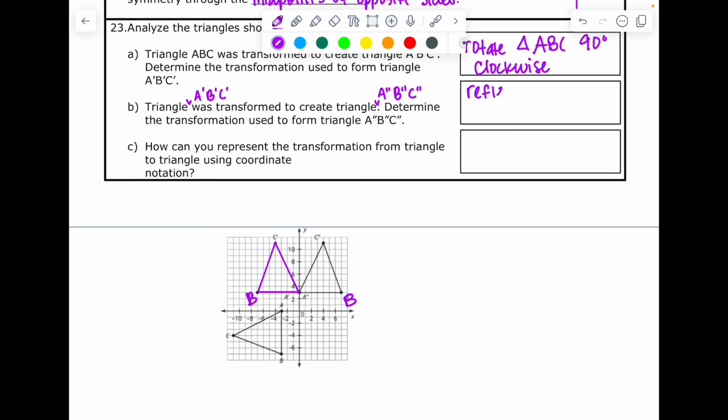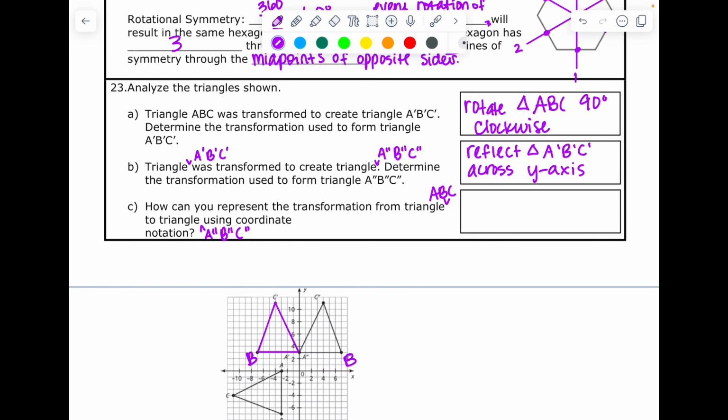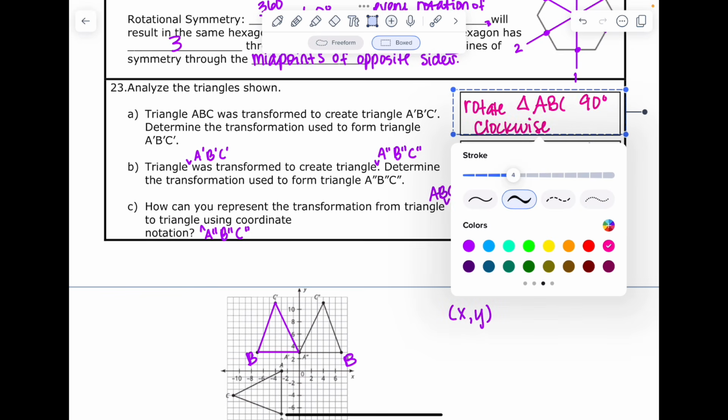So reflect triangle A prime, B prime, C prime across the y-axis. All right, lastly, how can you represent the transformation from triangle A, B, C to triangle A double prime, B double prime, C double prime using coordinate notation? So let's take a look. If we're gonna do a 90 clockwise rotation, I'm gonna just do the first rotation first. Okay, so I'm doing this one first. Let me use different colors so you can see the difference.